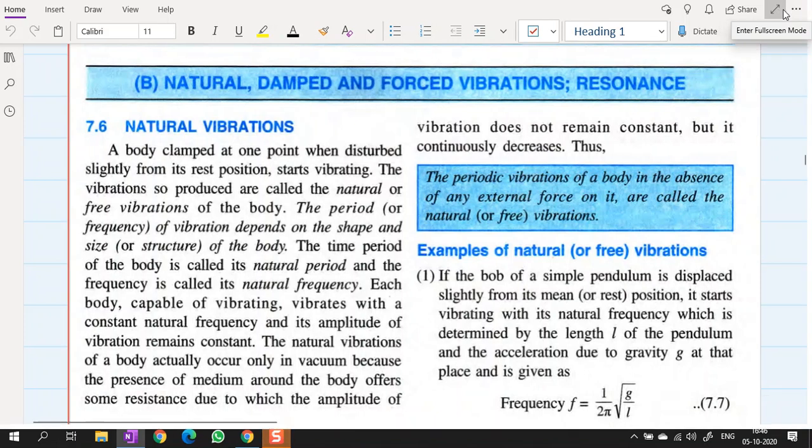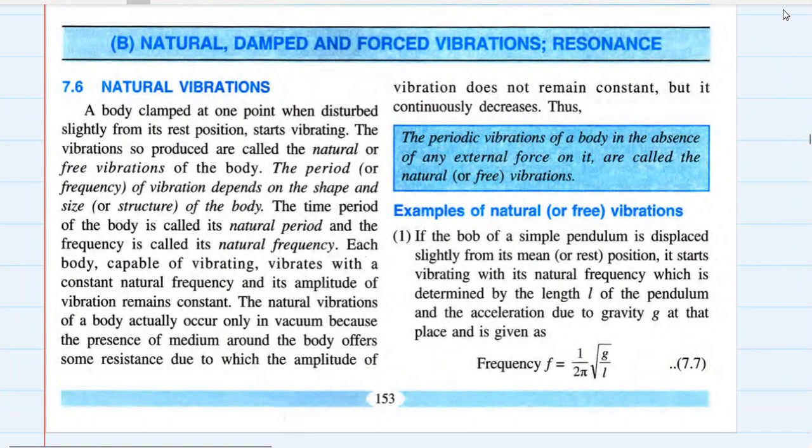We are doing physics chapter 7 sound, and this is the second part, part B, natural, damped and forced vibrations and resonance. So very interesting and new topics are to be discussed in this particular part of the chapter. I'm sure that you're going to like this part. This is really interesting. First, natural vibrations.